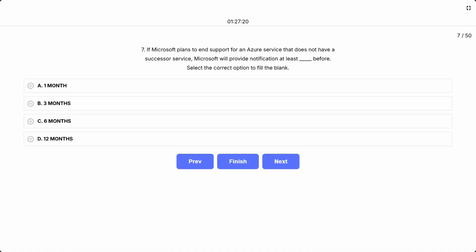Question 7. If Microsoft plans to end support for an Azure service that does not have a successor service, Microsoft will provide notification at least blank before. Select the correct option to fill the blank. The options are A, 1 month; B, 3 months; C, 6 months; D, 12 months.